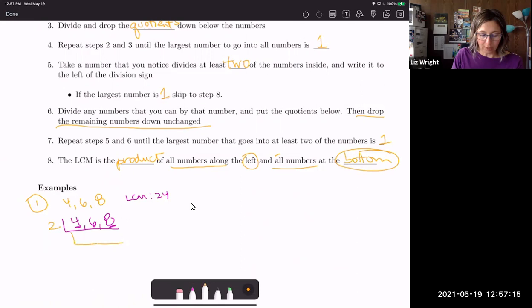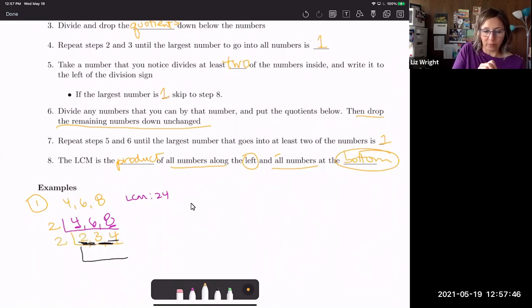So then I'm going to drop down. 4 divided by 2 is 2. 6 divided by 2 is 3. 8 divided by 2 is 4. Are there any other common factors between all 3 numbers? The answer to that is no. So now you look between sets of numbers. Is there anything between 2 and 3 we could take out? No. Is there anything between 3 and 4 we could take out? No. Is there anything between 2 and 4 we could take out? Yes, we could take out a 2. So let's take out a 2.